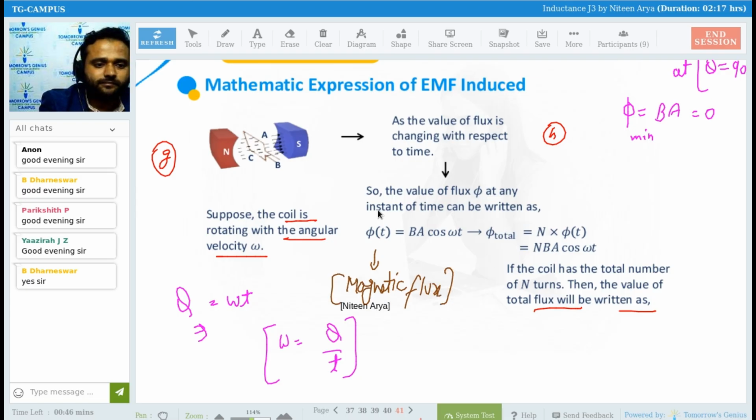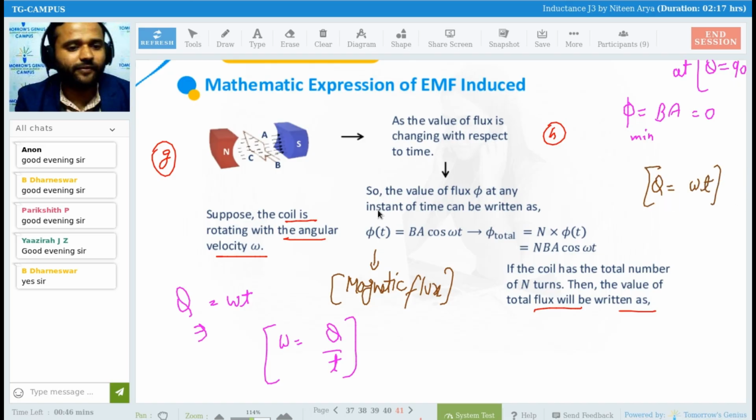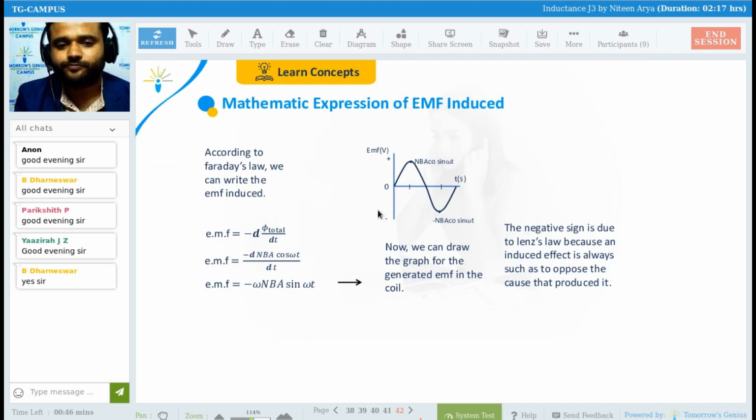Clear now, everyone? Or do you have any question or query? Tell me or ask me. I am not doing anything new. Omega is angular velocity, which is change in angle divided by time, d theta by dt. That is how we write angular velocity, so I can write theta equals omega t. Is this clear, everyone? Good.